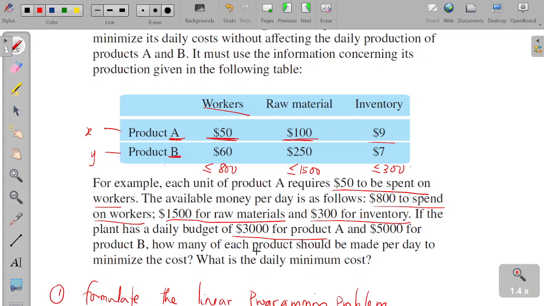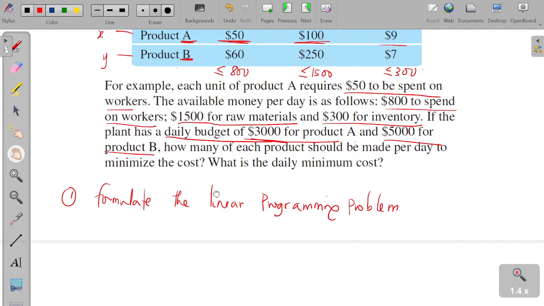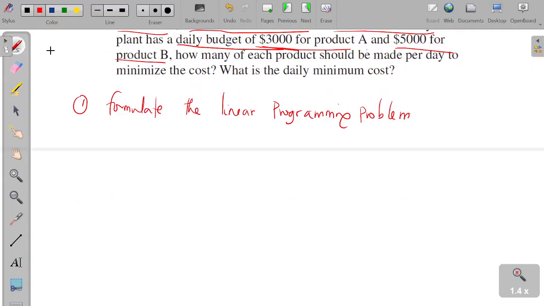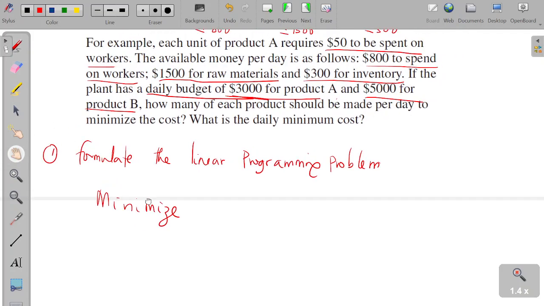Then let's read again. In this question, we have $3,000 for product A and $5,000 for B. That is, the plant has a daily budget. And this daily budget does not have a limitation like we have here. So that gives us the objective function. That will be our objective function. So we will have minimize.